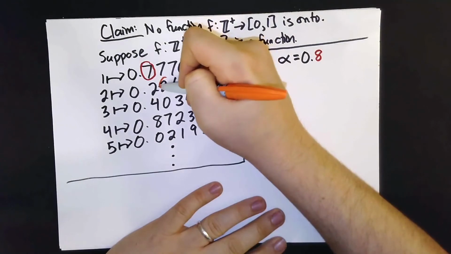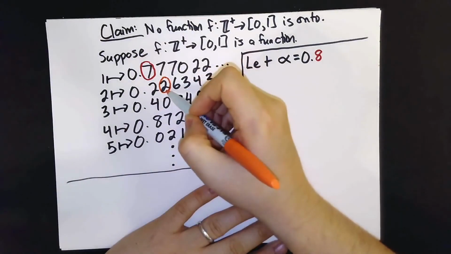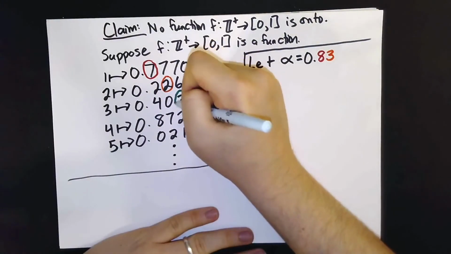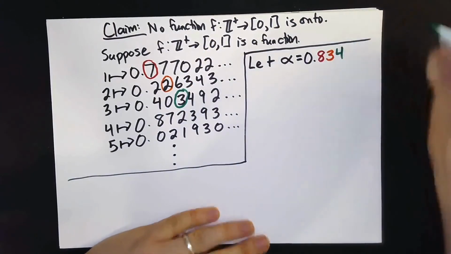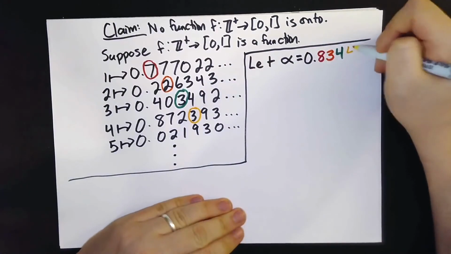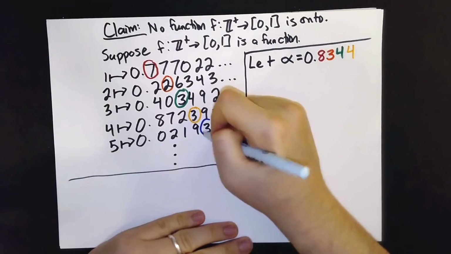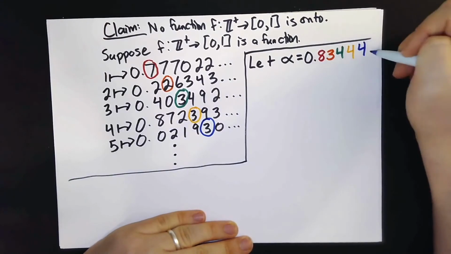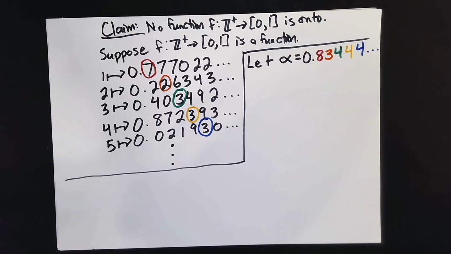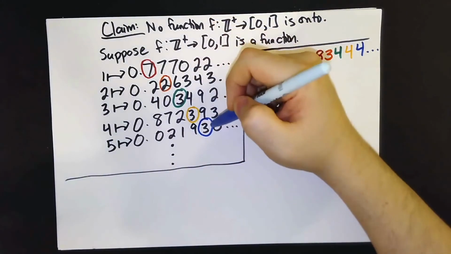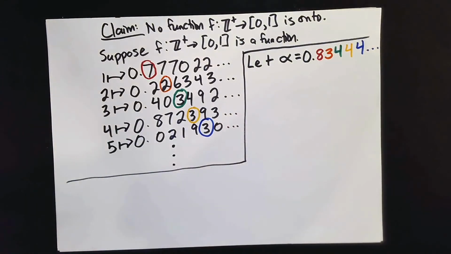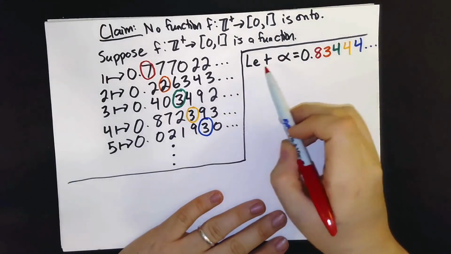This next one, that's a 2, so I'm going to write down a 3. This is a 3, so I'll write down a 4. This is a 3, so I'll write down a 4. And this is a 3, so I would write down a 4, and so on. And by the way, if I happened to run across a 9 on the diagonal, I would write down a 0 as the next digit.